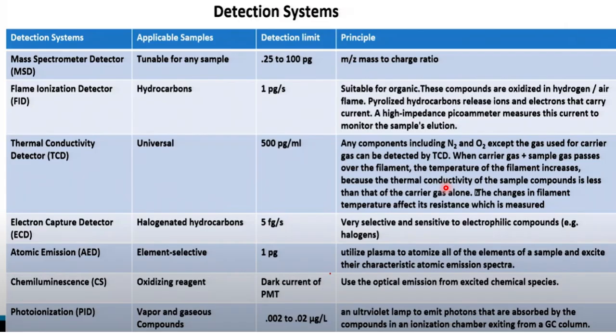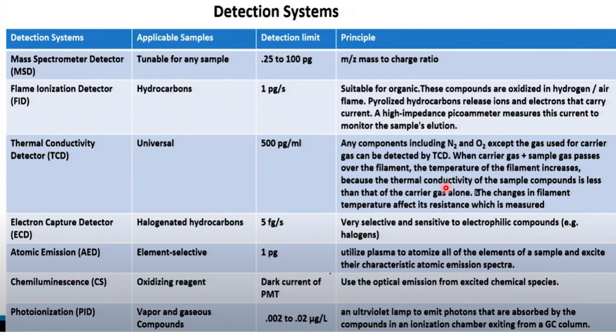Next, the flame ionization detector, FID, is applicable for hydrocarbon samples, with a detection limit of 1 picogram per second. It is suitable for organic analytes, since these compounds are oxidizable in a hydrogen or air flame. The pyrolyzed hydrocarbons release ions and electrons that carry current, and a high impedance picoammeter measures this current to monitor the sample, so the detector can detect the electronic signal.